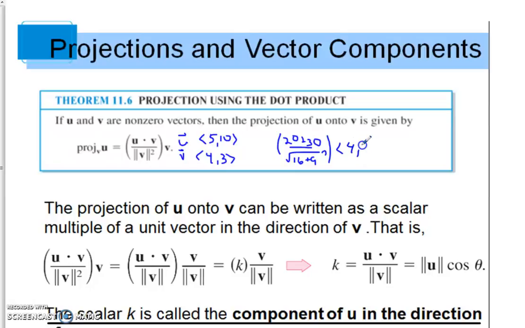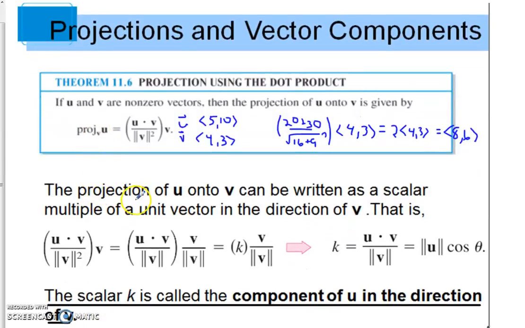So this number out front is a scalar. It's telling us what scale we're going to multiply 4, 3 by. 20 plus 30 is obviously 50. Square root of 25 is 5. Squared is 25. So I get 50 divided by 25 is 2. And I get 2 times 4, 3, which is equal to 8, 6. So there's one example of computing the projection, knowing u and knowing vector v.